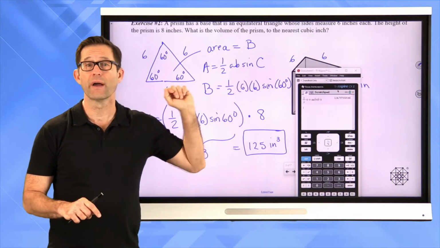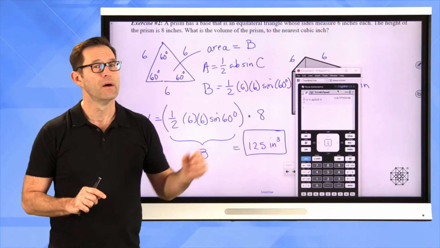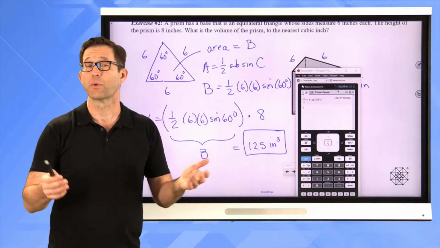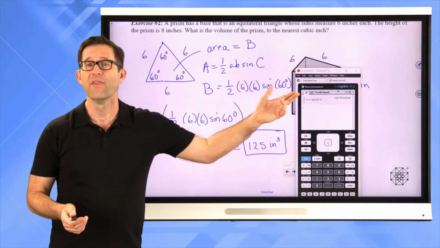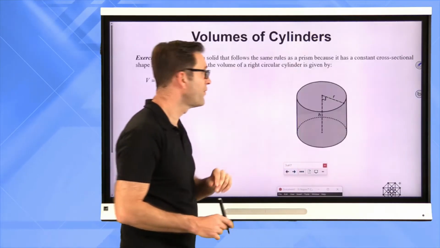If you've got a triangular cross-section and you know 2 sides and the angle in between, I would highly suggest using this formula, unless for some reason they were like, express your volume in terms of radical form or something like that. Then it doesn't work quite as well. All right, let's keep going and working more with volume.